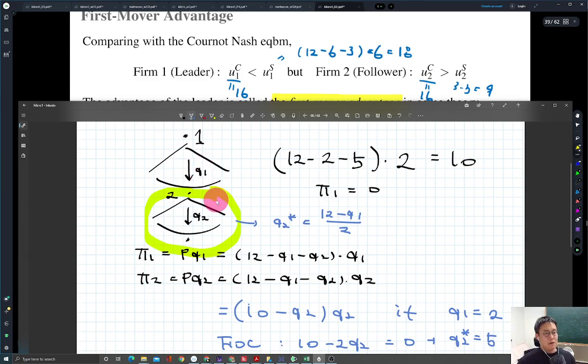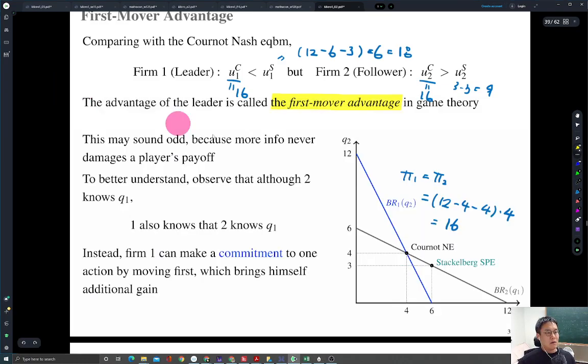So if we compare these two situations, we can see that firm 2 in the Stackelberg game has some informational advantage. He has more information. He is better informed. But such better information would never hurt players' payoff? It turns out that if firm 2 has more information, he is getting worse from having more information. Now his payoff is just 9 in the Stackelberg game.